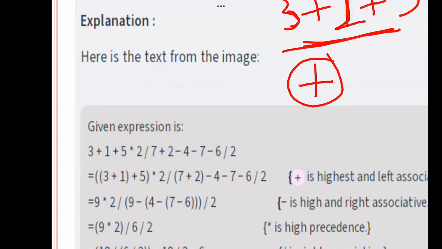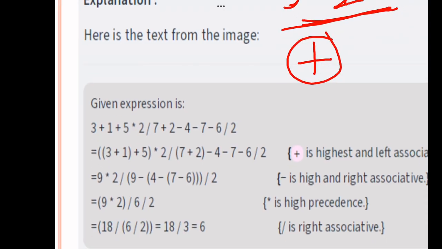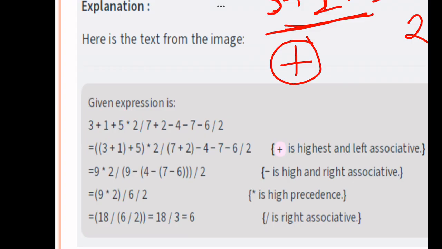Okay, so I will not multiply. Then after that I will go here. Minus is second highest. Okay, so I will perform all minus. So 7 minus 6 is equal to 1, 4 minus 1 is equal to 3, 9 minus 3 is equal to 6. So at last multiplication is the third. I will multiply, then I will divide. Okay, so the actual answer is equal to 6.